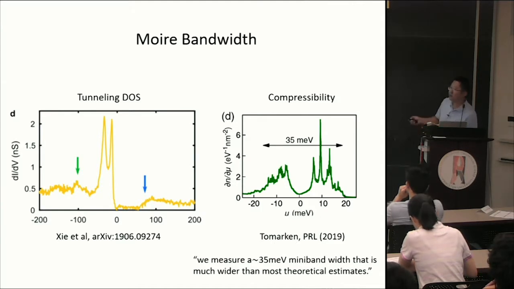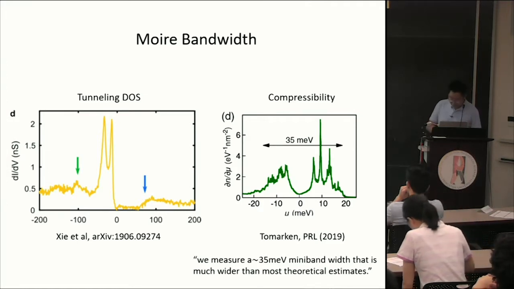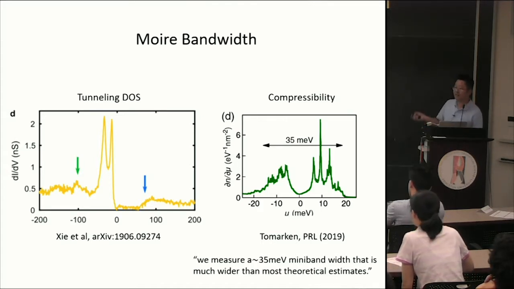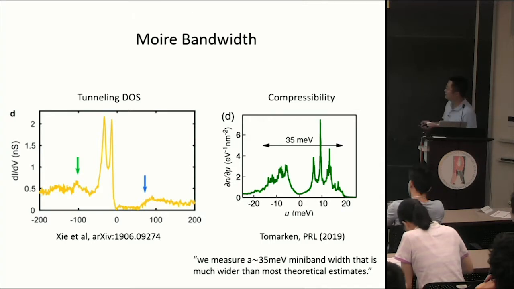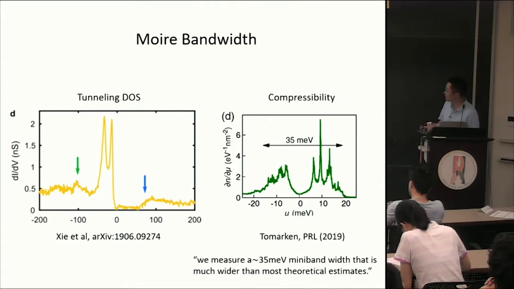So I think people are still trying to sort out what exactly the bandwidth is in twisted bilayer graphene near the magic angle. In the limit of a completely flat band, one would expect quantum Hall type of physics might be extremely relevant. On the other hand, if the bandwidth is important, perhaps some kind of Hubbard physics, like in high temperature superconductors, might be more relevant. So this is, I think, at the center of this issue. Is the system more quantum Hall-like? Is the system more Hubbard-like?